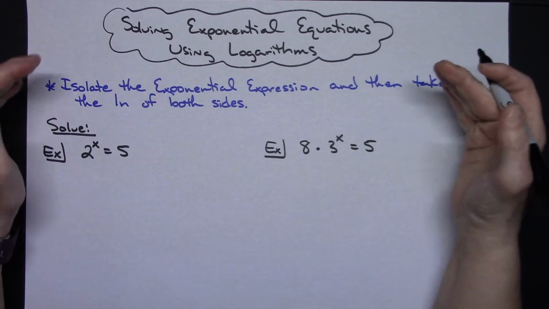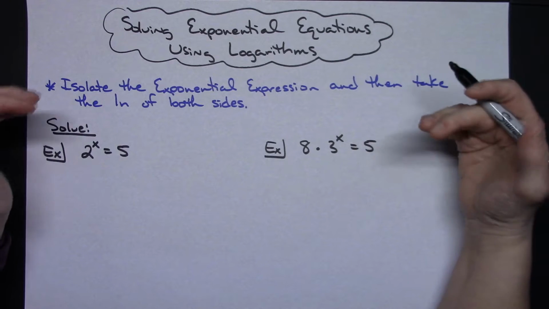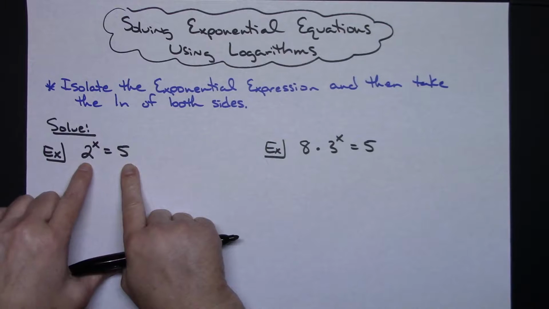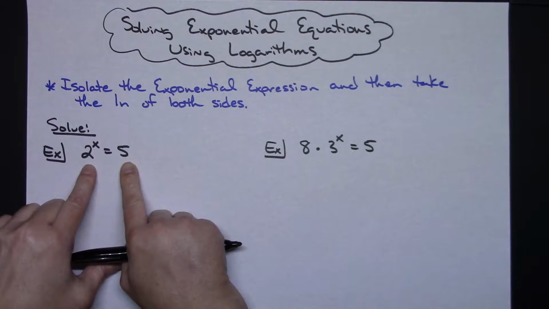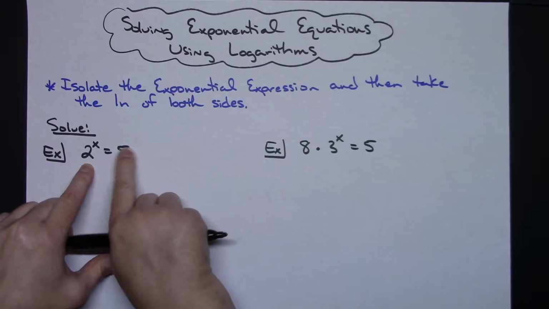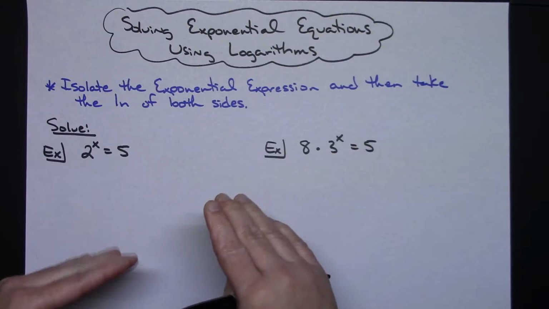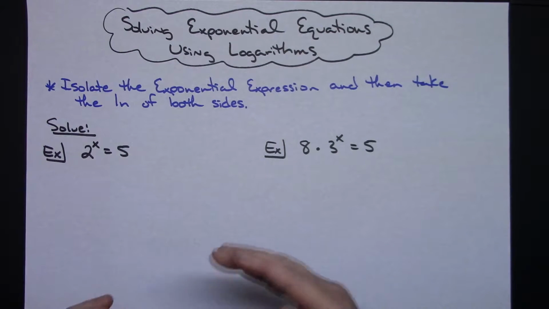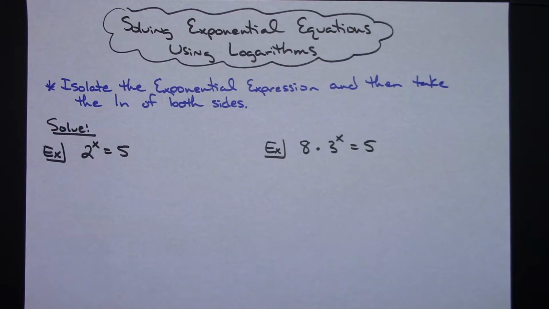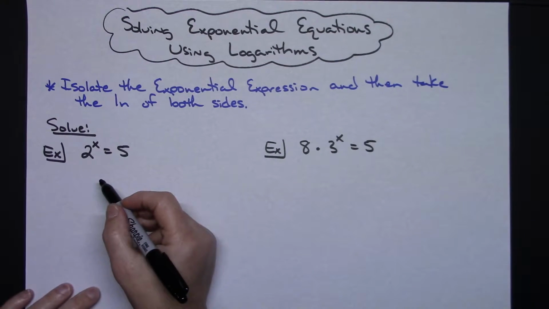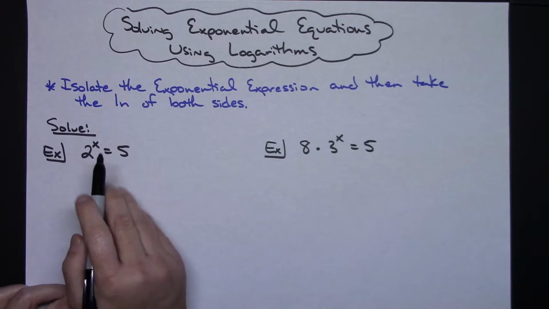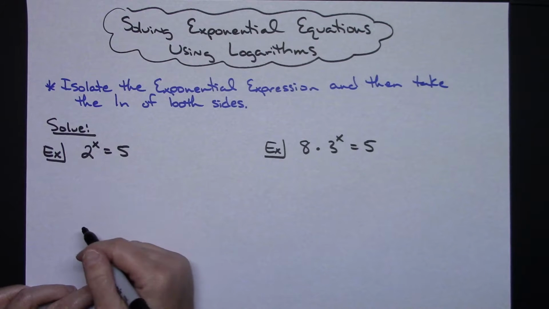Now, you usually use this method when you cannot get the bases alike. So like on this one here, I've got 2 to the x equals 5. There's no way that I can make 2 and 5 have the same base. I can't rewrite 5 as a base of 2, which means I have to have another alternate method, and taking the natural log of both sides is a way to do that. Hopefully at this point you remember lots of your properties, because we will apply them as we go throughout solving this.